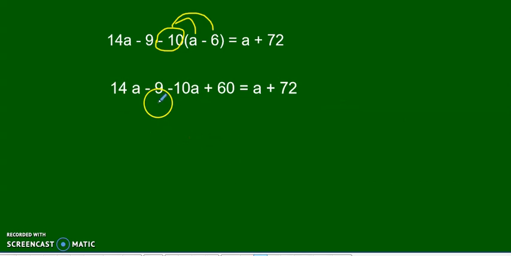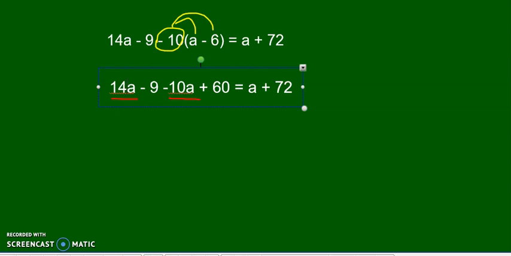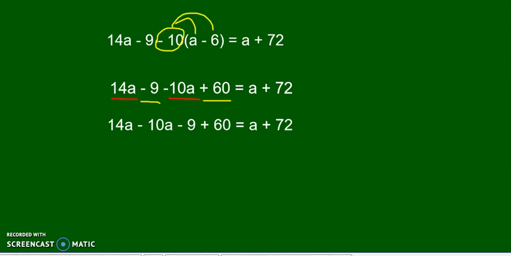Okay, so we wrote it out a little neater. Now we should simplify the like terms. We should add the like terms together. So here we have an a term, 14a, and we have a 10a. So we should add those together. And we also have constants here, a negative 9 and a positive 60. So we can just rewrite those so they're next to each other, and we have to simplify that.